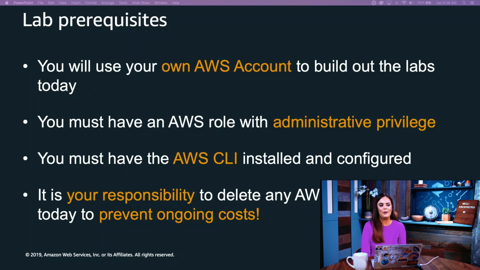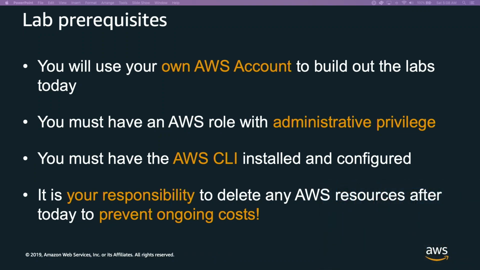Today, when you're working along with me in these labs, I'll need each of you to have your own AWS account to build the labs. Please do not use a production account. You must also have a role with administrative privilege. I know we spoke earlier about applying the least privilege principle, but today you will need administrative privileges to run the labs. Also, there is a lab where we will be using the command line interface.